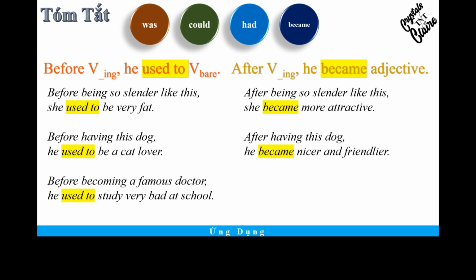After having this dog, he became nicer and friendlier. Yes, normally the cat doesn't want to talk. It only bites you whenever it needs you. So the dog has friendlier characteristics, because it always has the love to share. Okay, that is the dog. Became nicer and friendlier.